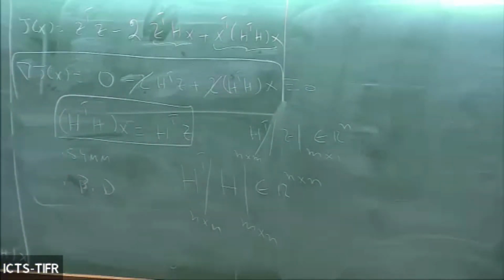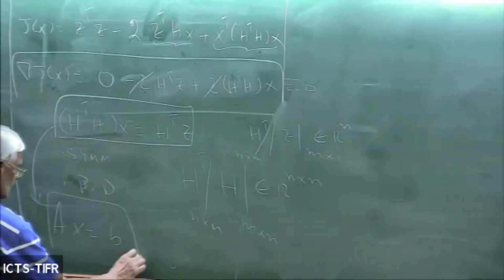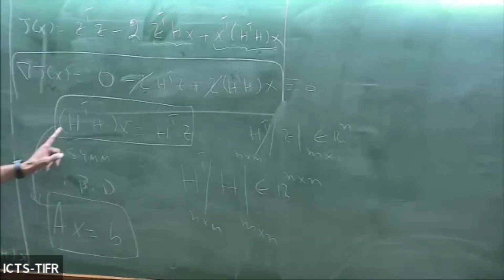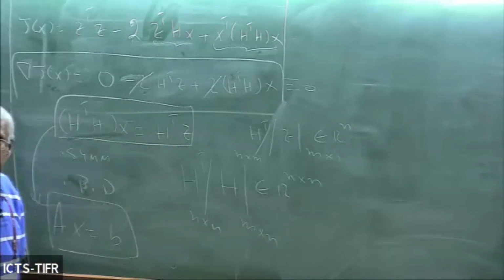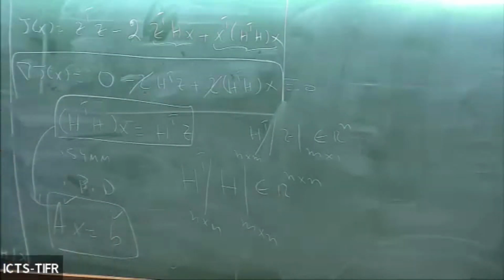How many of you are with me? Come on, guys, nod your head. This way or that way. So you can think of this to be Ax is equal to B, where A is H transpose H, B is H transpose Z. Now, I know A, I know B. I want to be able to solve for x. So what have we reduced the problem to? We have reduced the problem to one of solving a system of linear simultaneous equations where the matrix of the equation is a symmetric and positive definite matrix.